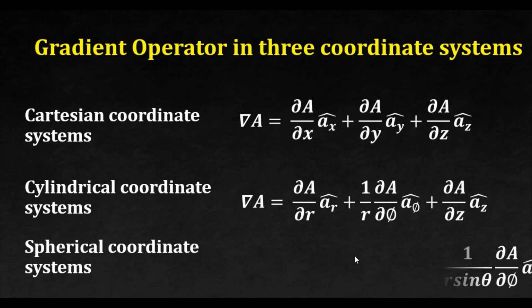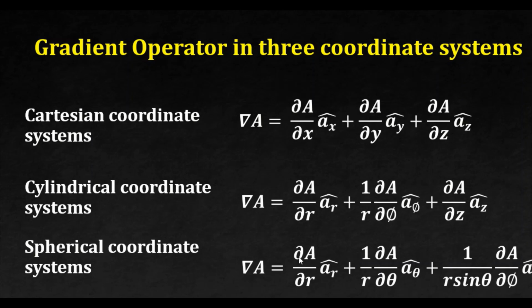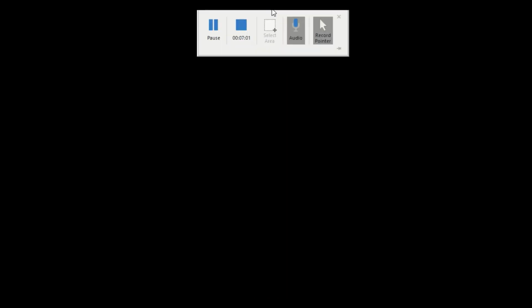In the spherical coordinate system, you have ∂/∂r of A, Ar cap, plus 1 upon r ∂/∂θ of A, Aθ cap, plus 1 upon r sin θ ∂/∂φ of A, Aφ cap. So this completes our session on the last topic, that is, the gradient operator.